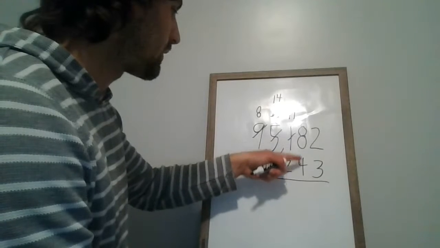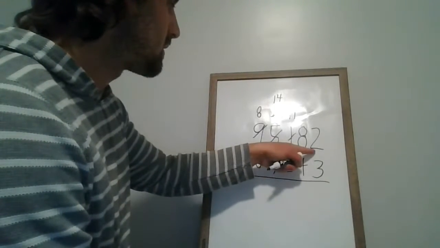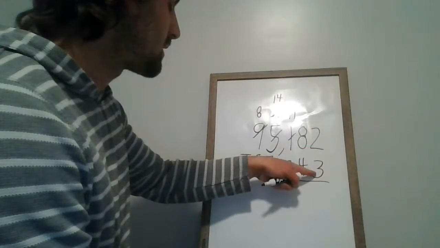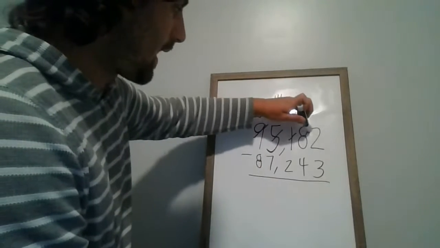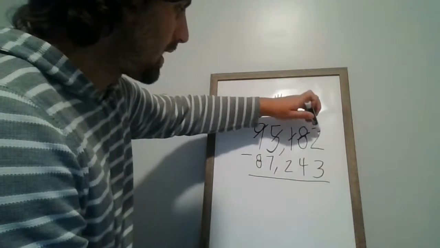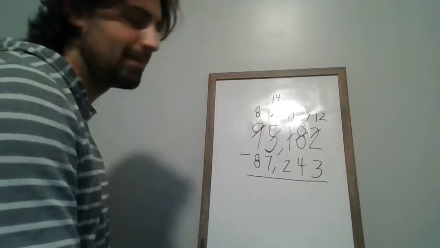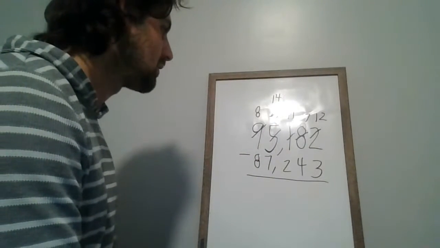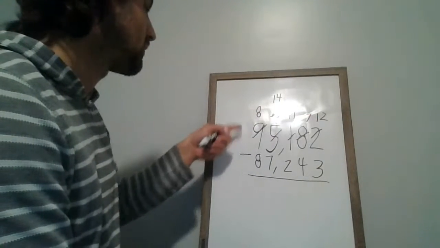8 is bigger than 4. The top number is bigger, so we do not need to regroup in the tens place. 3 is bigger than 2. You can't start out with 2 and take away 3. So the 8 is going to become a 7, and then the 2 is going to become a 12. And now we are ready. We are ready to subtract. All right. Just making sure, yep.